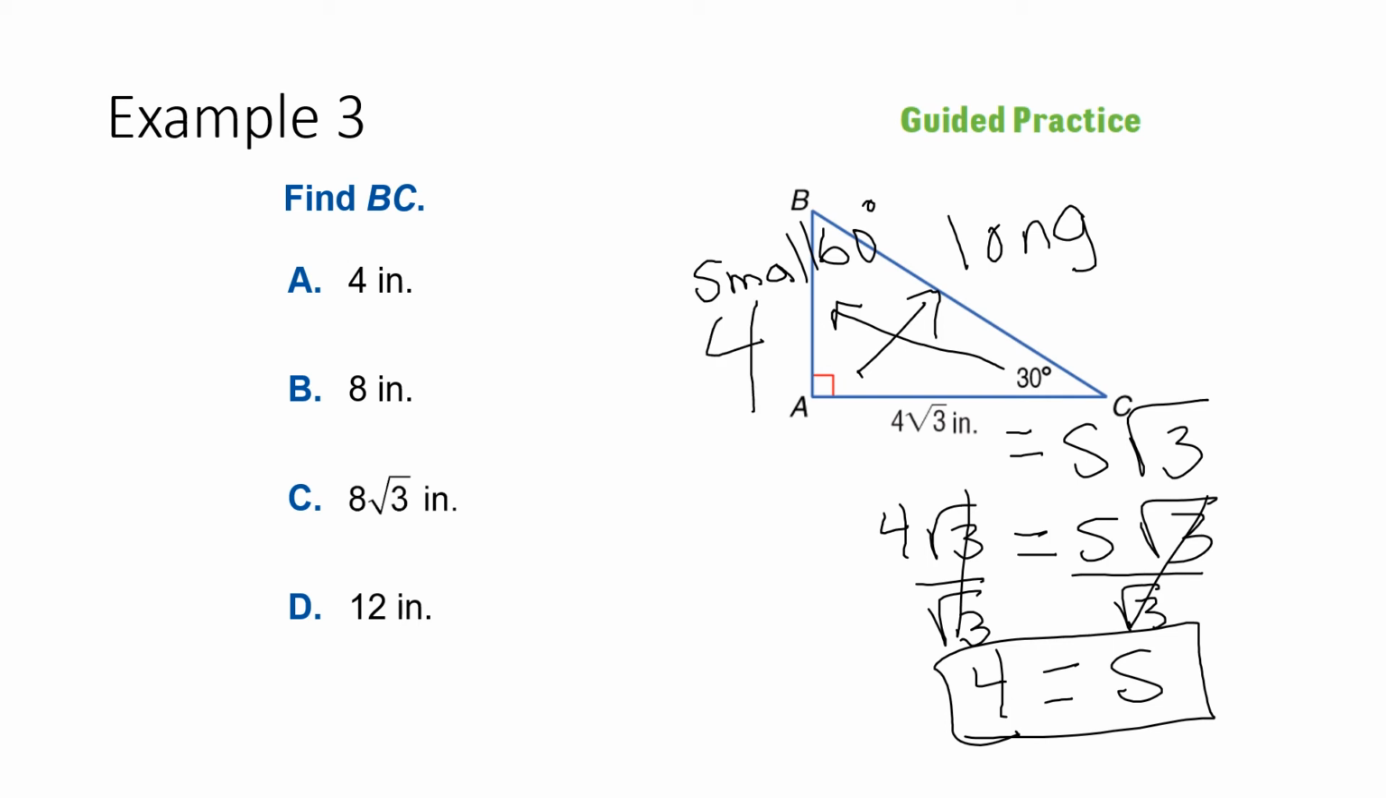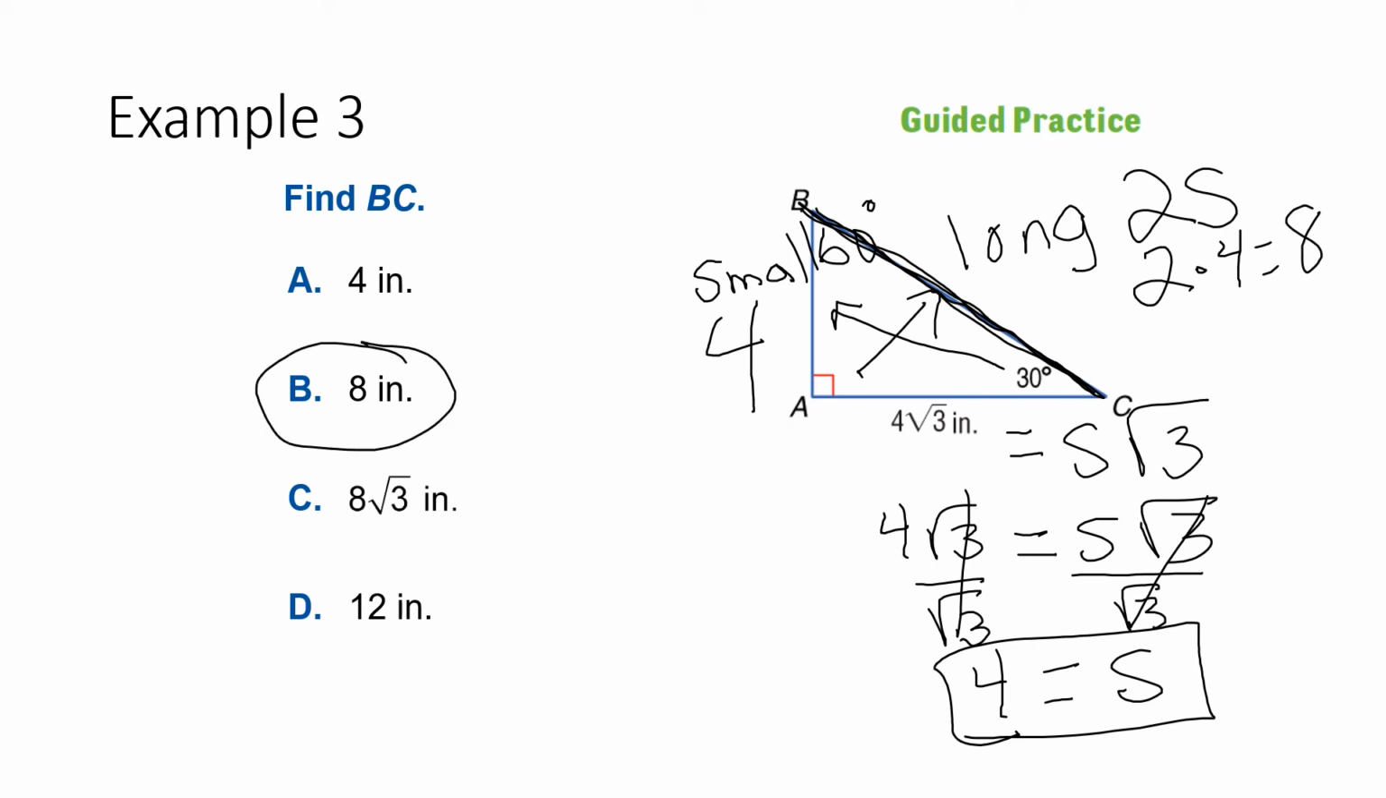Now, is that the side they wanted? No. They wanted BC. They want our hypotenuse. But we know that BC is 2 times the short side. So we had to do this operation first in order to find out that the short side, or the small side, was 4. Now it's a very easy multiplication to say 2 times that small side of 4 equals 8. Okay, so unfortunately, some of these problems do tend to feel like two-step problems.